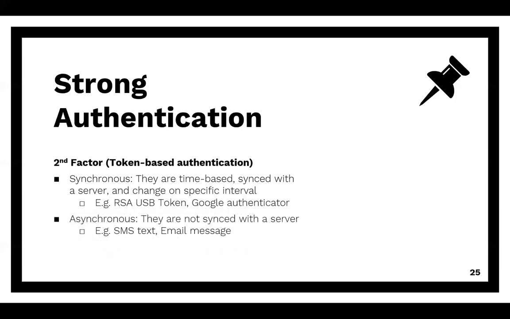Another thing you need to know is that there are two main types of token-based authentication: synchronous and asynchronous. Synchronous is a time-based authentication synced with a server and change on a specific interval. Examples of RSA USB token or Google Authenticator.